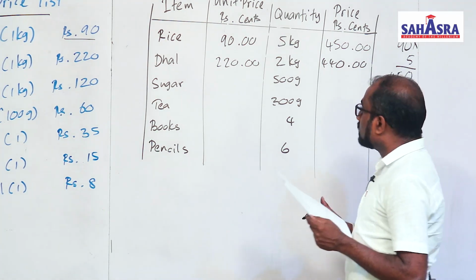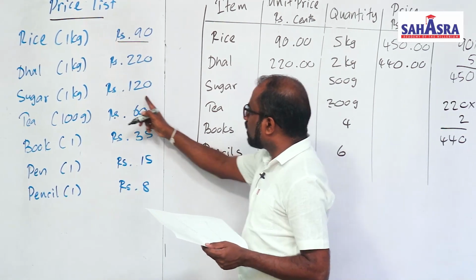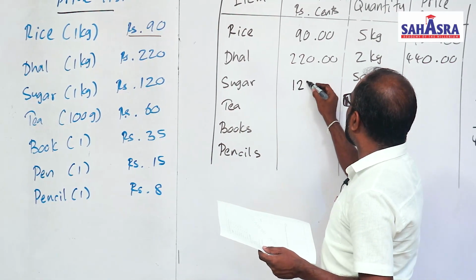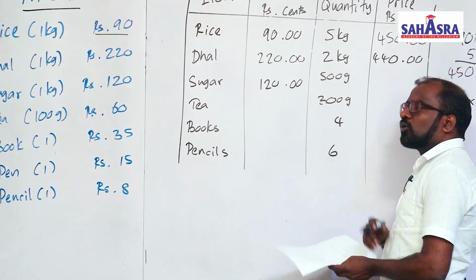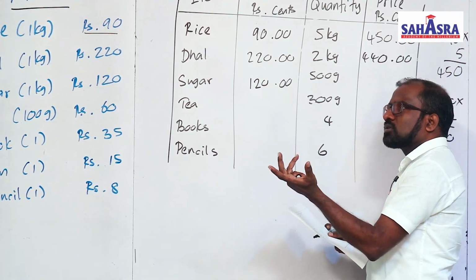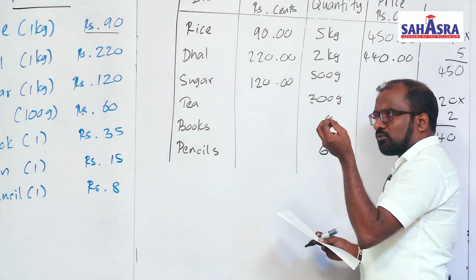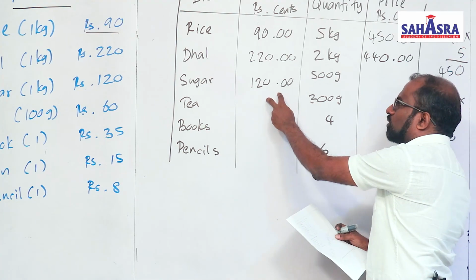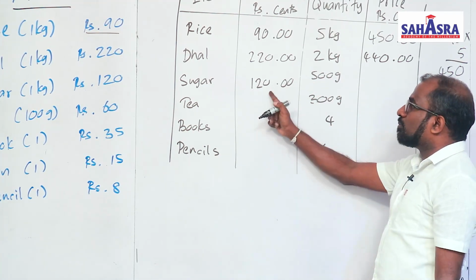Next one, sugar, 500 grams. What is the unit price, children? 1 kilogram of sugar is 120 rupees. And to calculate 500 grams, a kilogram is 1000 grams. 500 is half of it. If you know the price of 1 kilogram, to get 500 grams, what? We have to divide the price of 1 kilogram by 2.